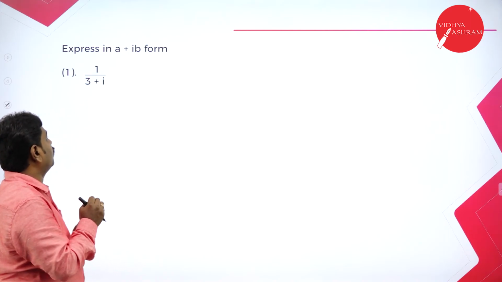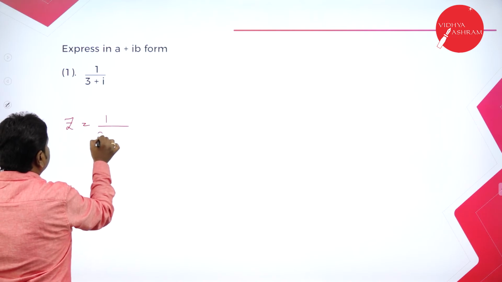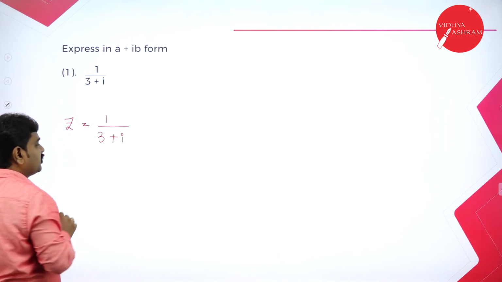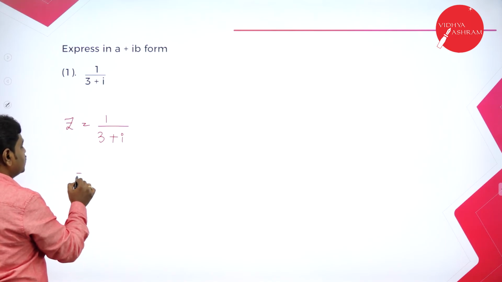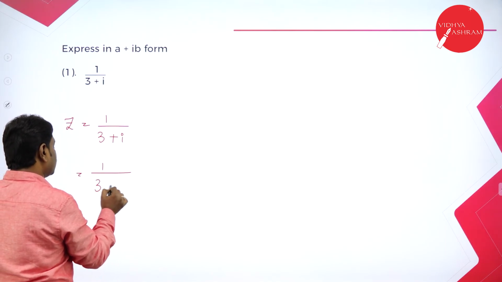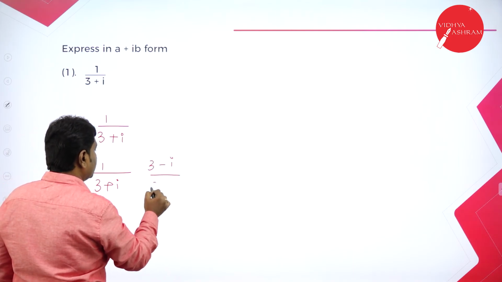So now they gave a problem, reduce it into a plus ib form. Z is equal to 1 plus 1 by 3 plus i. See, a plus ib form means i should be in the numerator. So to convert it, rationalize. So what is the rationalizing term for 3 plus i? Divide and multiply by 3 minus i. 3 minus i by 3 minus i.